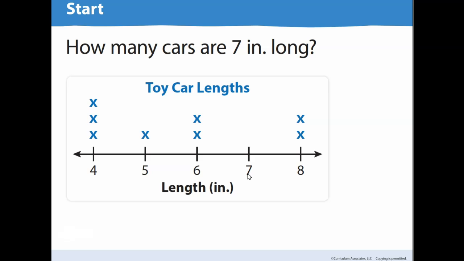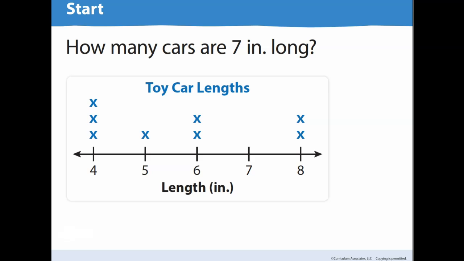Zero. No, it's not asking 0 inches. See, don't get confused. Plus, do I see 0 inches at the bottom? No. It's just how many cars are 7 inches long? Zero. That's it, because are there any X's above 7?